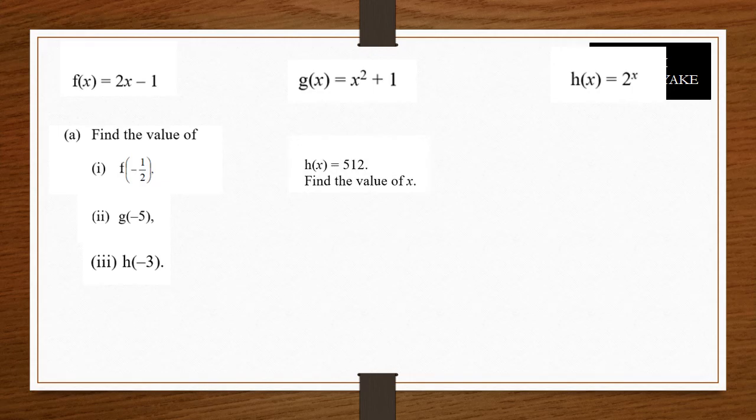Also, they say that h(x) equals 512. Find the value of x. Thereafter, they say solve the equation 2f(x) plus g(x) equals 0.